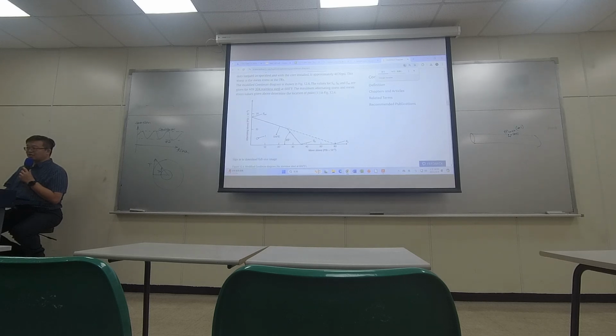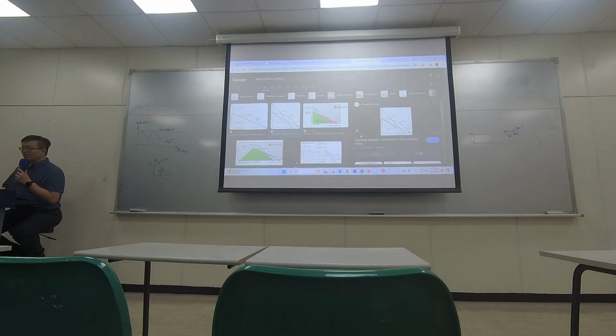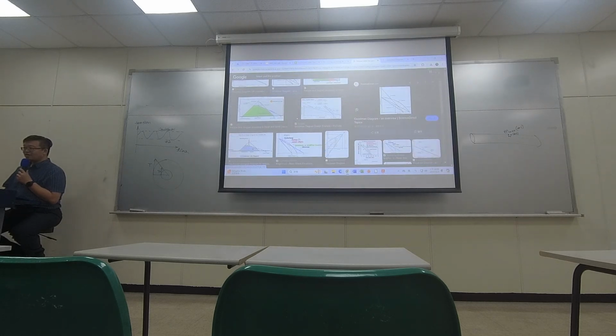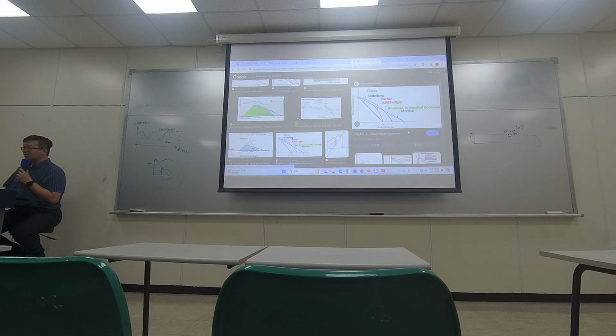Okay, like this one, this is more like the modified one. Having a Goodman boundary here and a yield line boundary here. But what I really want to show you is not showing. So maybe how about this one?